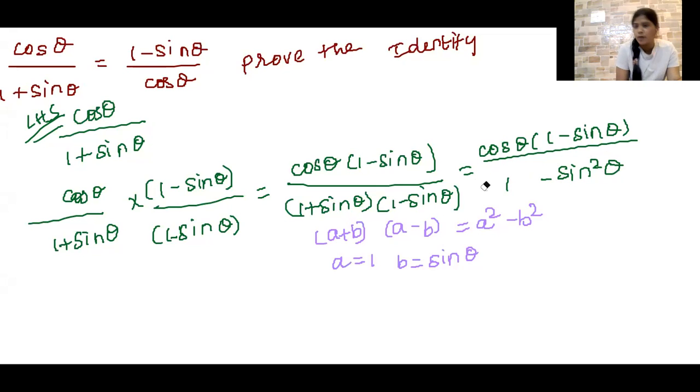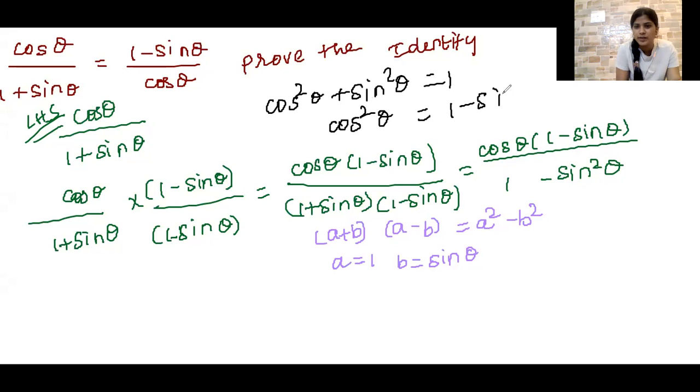So it's time to apply the Pythagorean identity over here. The familiar Pythagorean identity, which is nothing but cos square theta plus sine square theta is equal to 1. So this can be written as cos square theta is equal to 1 minus sine square theta, right? So now I'm going to rewrite this 1 minus sine square theta as cos square theta by using this Pythagorean identity.